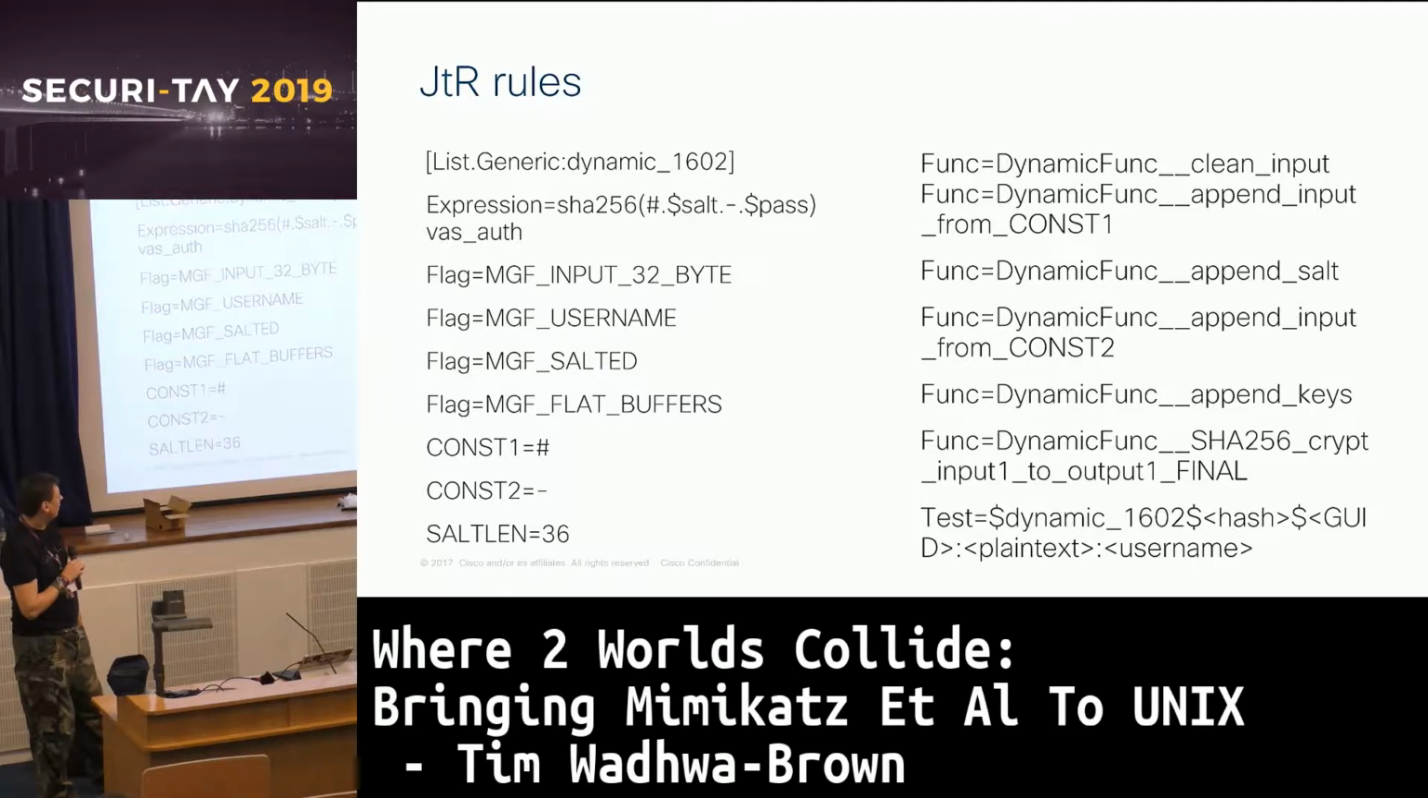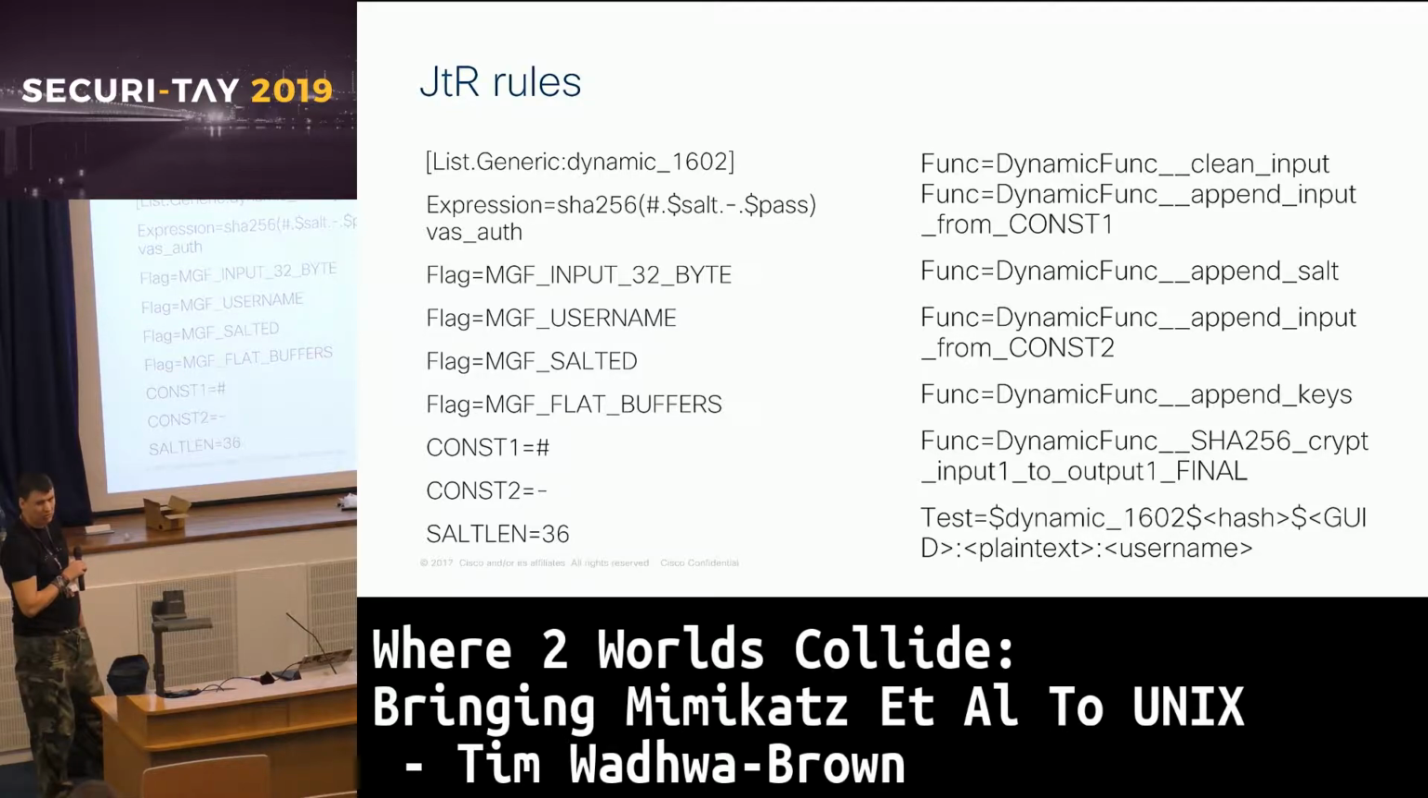Then, on the right-hand side, you essentially have the function calls that you ask John the Ripper to perform when it's taking a plain text value either from its dictionary or from its brute force implementation, and apply those in order. So you see it starts off by applying the sum, being the UID in this instance. Then you apply the plain text value, that's the key. And then you do the final SHA-256 crypt operation.